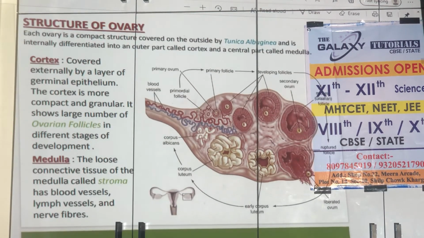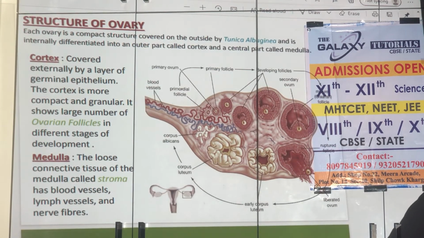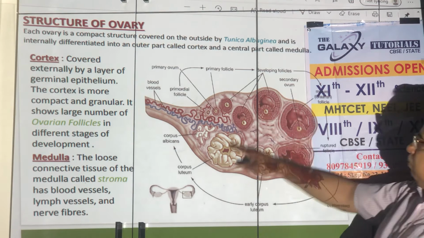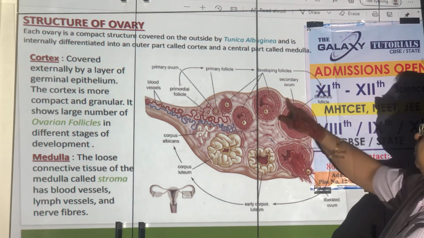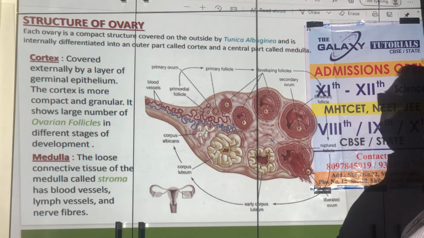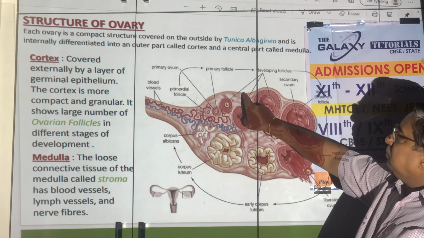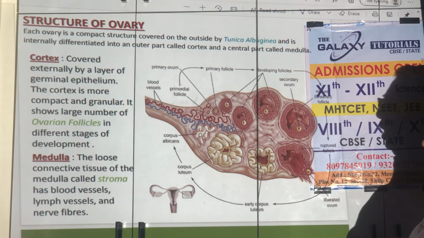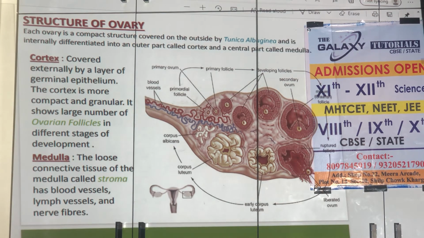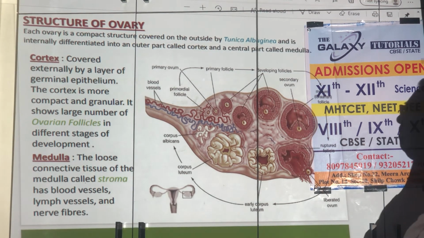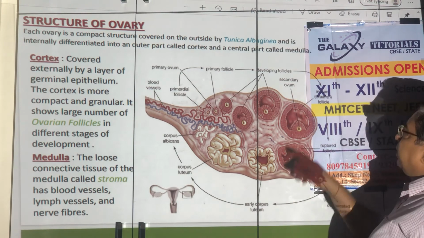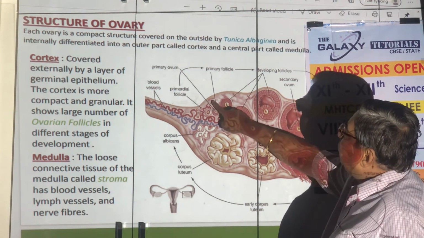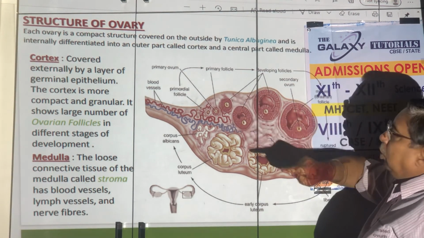Then let's see the structure of the ovary. Describe the TS of the ovary, or the internal structure of the ovary. Number 1, there is the tunica albuginea covering the outside, the outline. Then there is the cortex, the little brownish part, and inside you can see the medulla, the brain-like thing which you are seeing. The cortex has germinal epithelium.